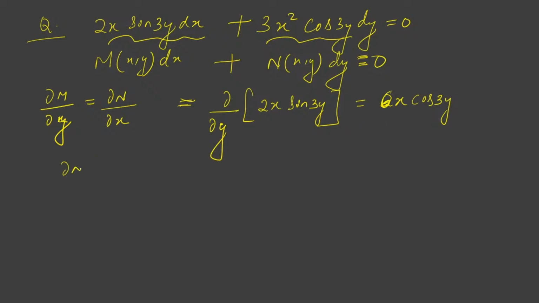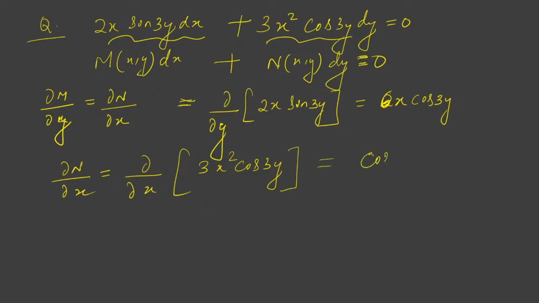So again del n by del x is equal to del by del x of 3x square cos 3y. So cos 3y will be your constant. So differentiation of 3x square, so 6x again. So 6x cos 3y, so these are equal. So this is an exact differential equation.